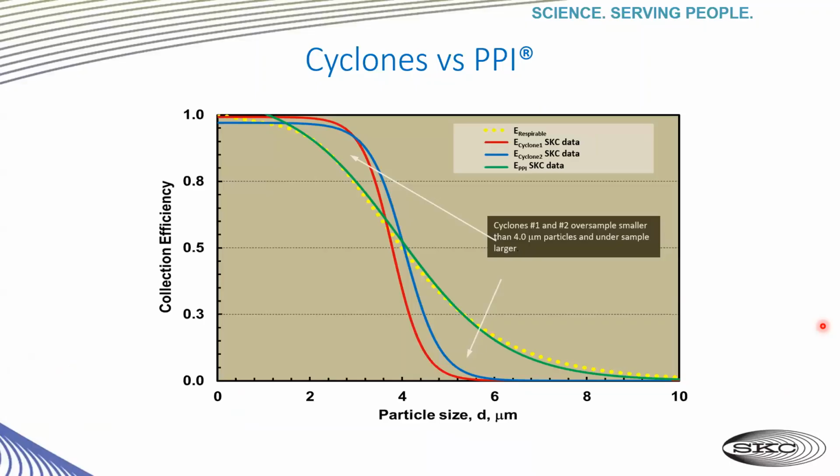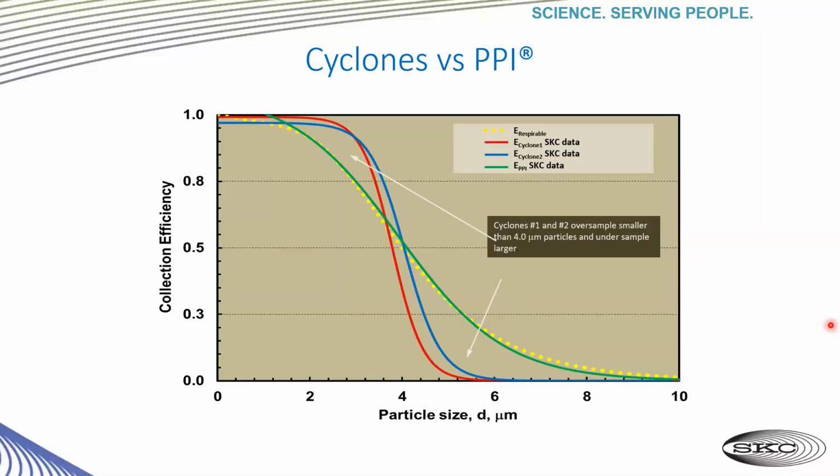To contrast that to some degree, this is a graph that compares the collection efficiency of cyclones versus the PPI. This was data obtained from an internal study at SKC by our aerosol physicist. The yellow dotted line in the graph represents the respirable convention. Cyclones are represented by the red and blue lines, and the PPI is shown with the green lines.